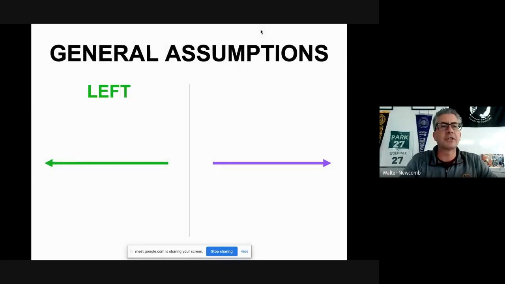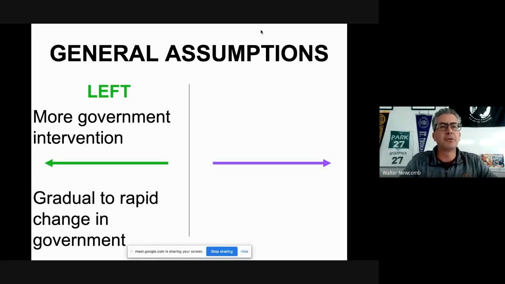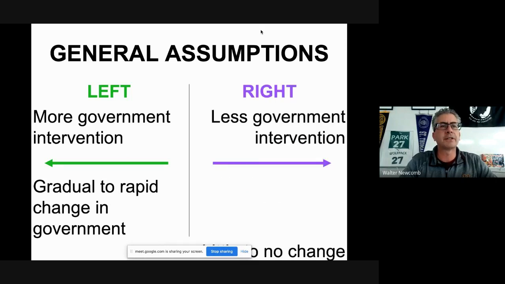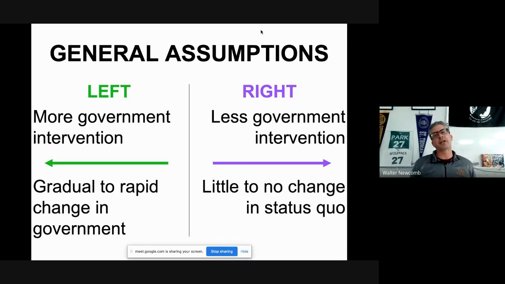So we have some general assumptions here. When we think of people who are on the left side of the spectrum, they tend to be for more government intervention and rapid change in government. So they're the ones who really are going to look for change, and when we think of change, it's probably in a new way or something that hasn't been tried or tested. On the right side, it's a little bit more cautious, less government intervention, little to no change in the status quo.